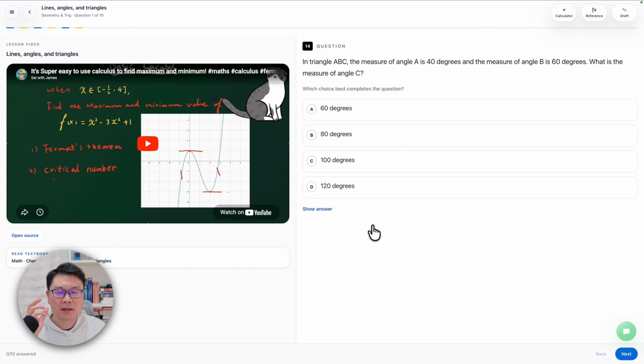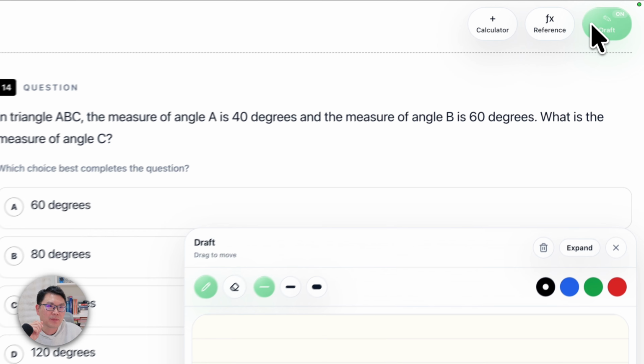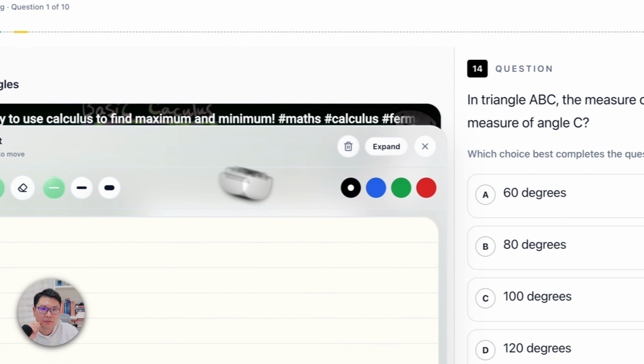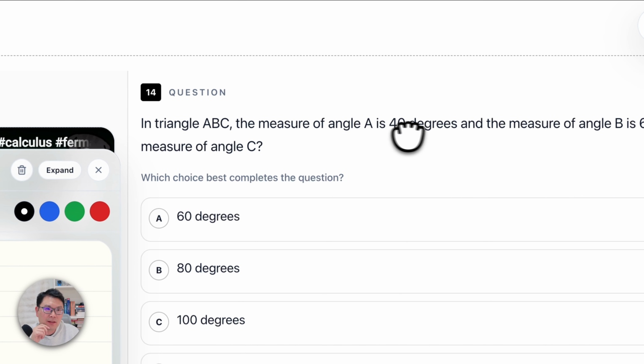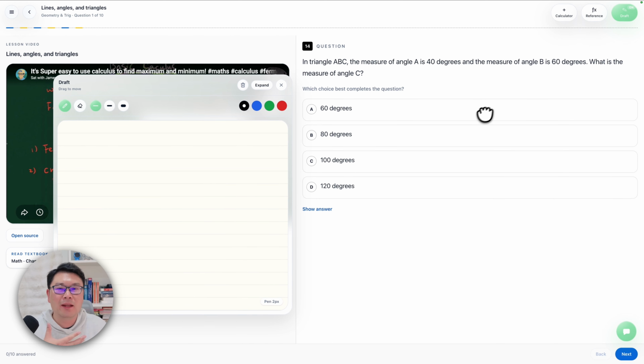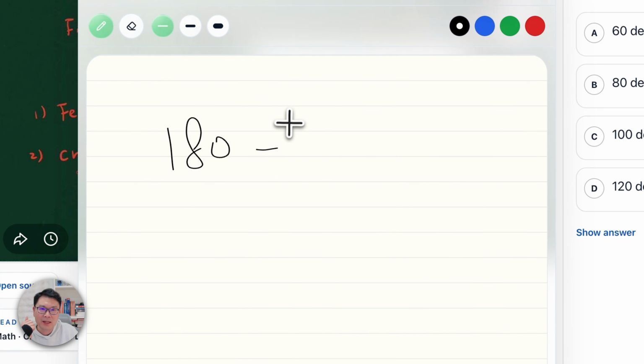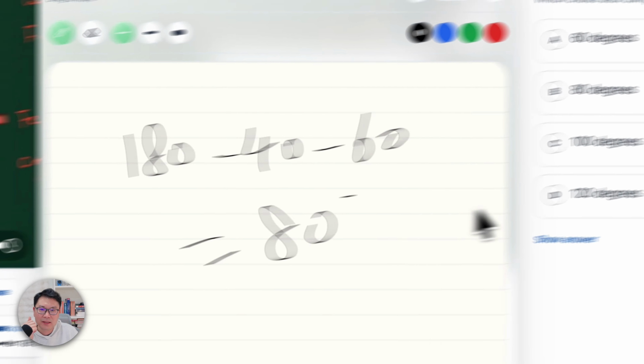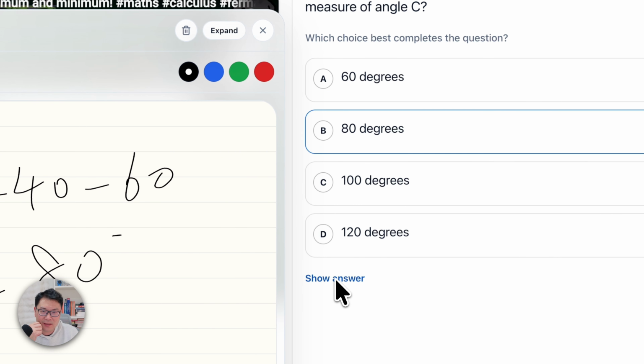The sum of the three angles of a triangle is 180 degrees, right? So in this problem, you have two angles. One is 40 and the other one is 60. And what is the last one? That's going to be simply 180 minus 40 minus 60. That gives you 80 degrees, right? So 80 degrees, B, that's the answer.